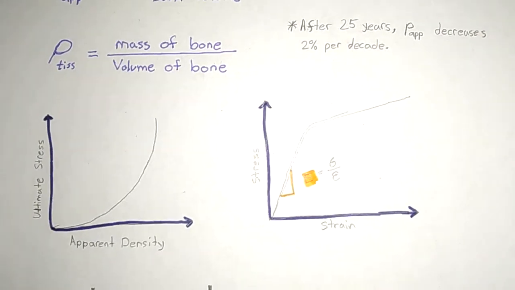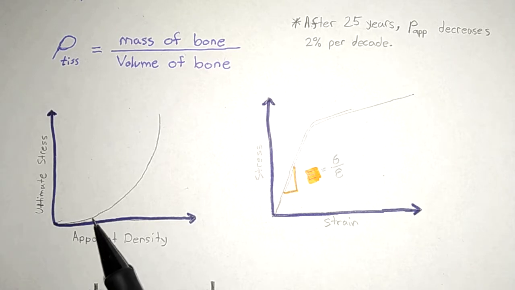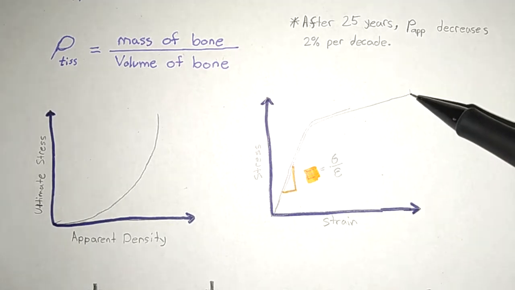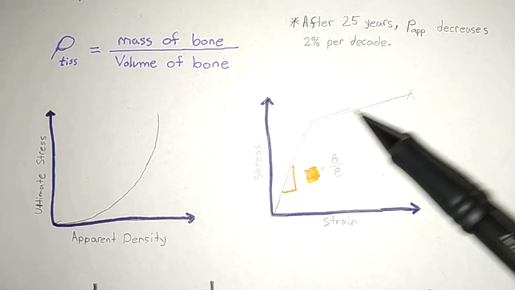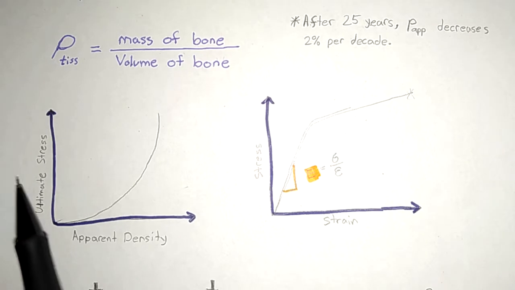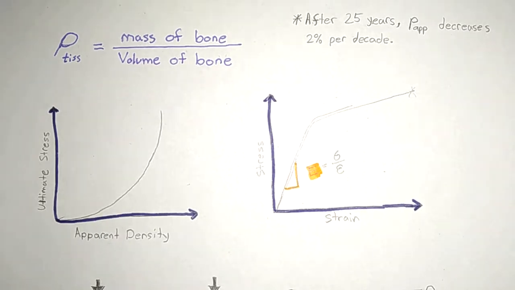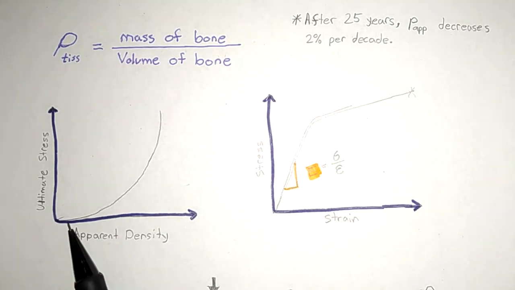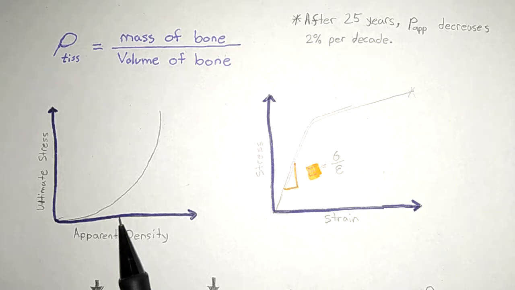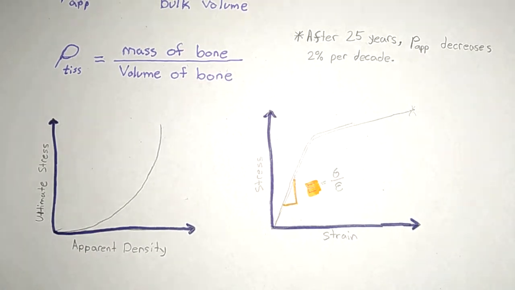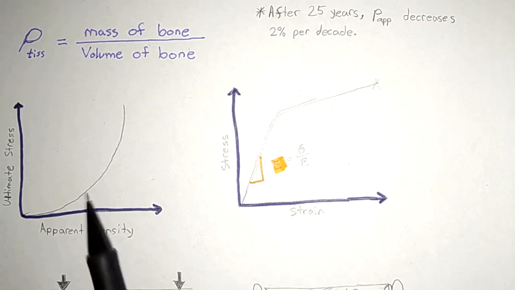Okay, now looking at the mathematical relationship we have over here, the ultimate stress, which is basically the amount of stress that a material can withstand before it completely fractures, compared to apparent density, we can see there's some form of exponential relationship. In other words, when the apparent density increases, the strength of the bone gets substantially stronger, and that's important.